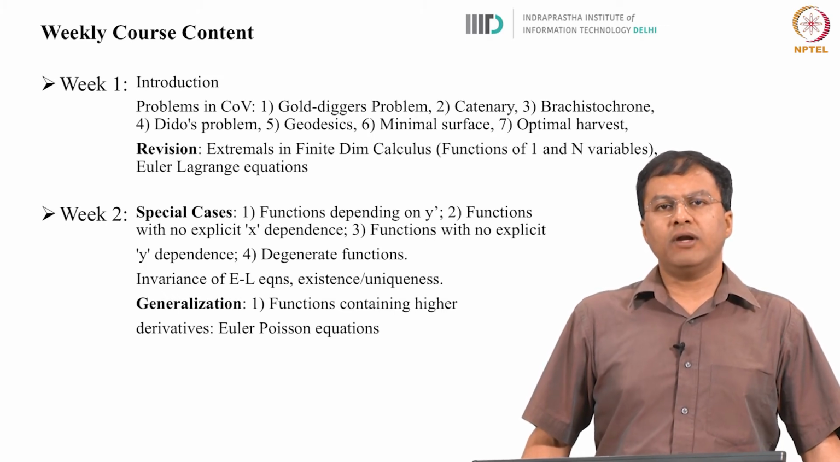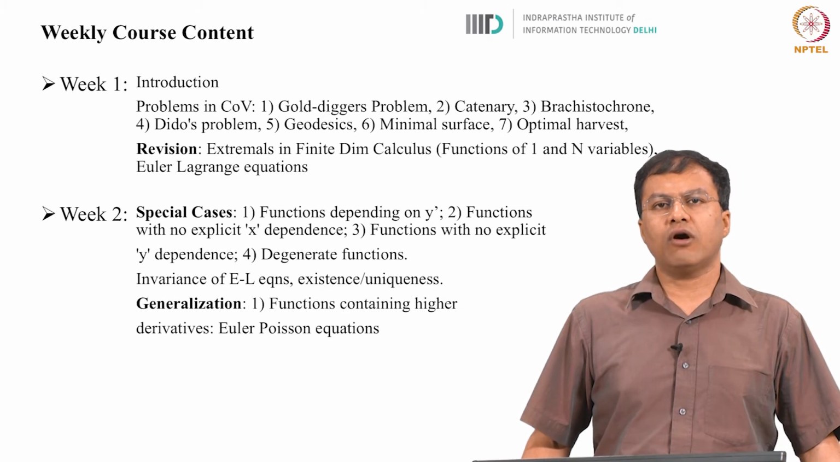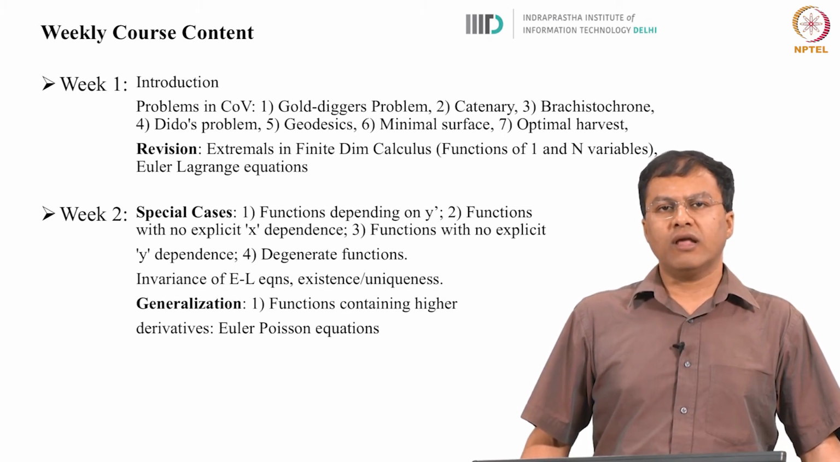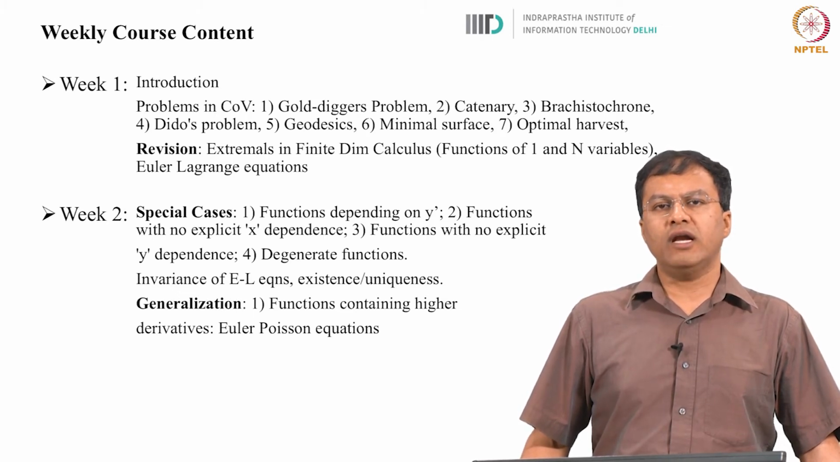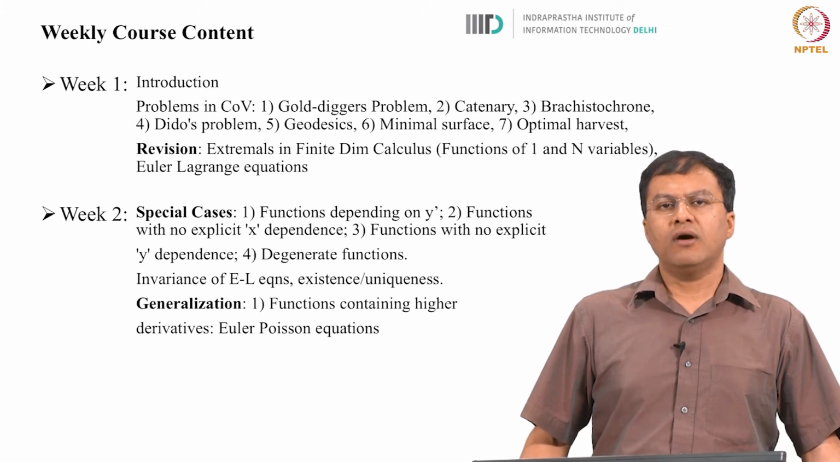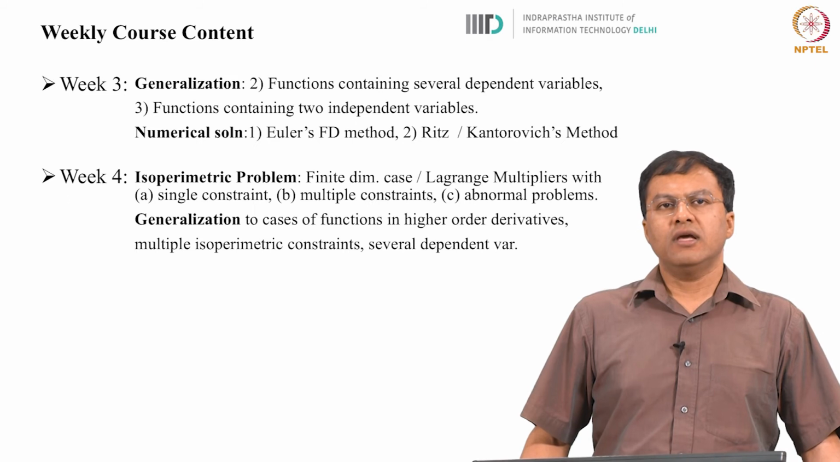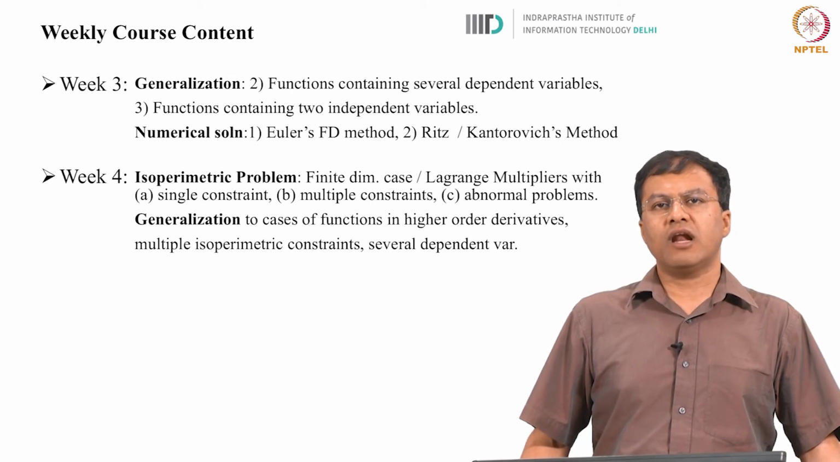In the second week we will be doing special cases of solution to the Euler-Lagrange equations, the special 4 cases, and then we will be generalizing the solution to Euler-Lagrange for functions or integrands containing higher derivatives, also known as the Euler-Poisson equations. In the third week I will be continuing the generalization of Euler-Lagrange equations for functions containing several dependent variables or for functions containing more than one independent variable. I will also be touching upon the numerical solution to the Euler-Lagrange equation for problems where analytical solutions are not possible.